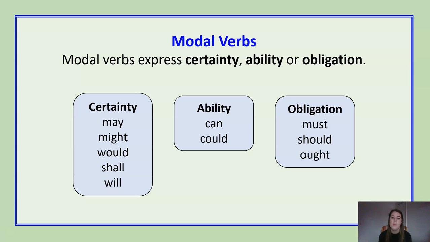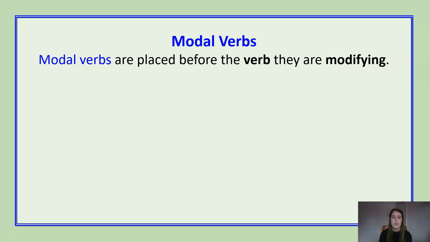We then have an obligation. An obligation is where you have to do something or whether you are obliged, so are expected to do something. So we have the words must, should, and ought. Now, ought is one of those odd ones that we don't really hear about very often. Modal verbs are placed before the verb that they are modifying. To modify something means to change it. So the idea of a modal verb, which is a modifying verb, changes the meaning of the verb. So, I thought I might eat a snack.